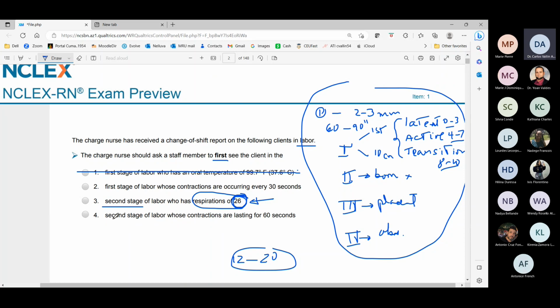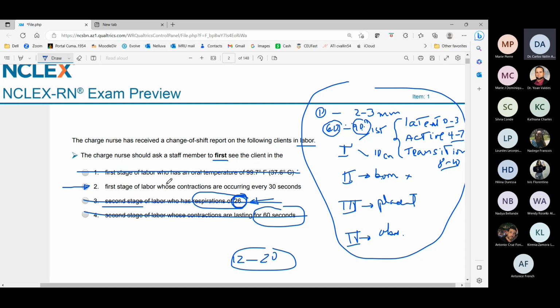And then the last one, the second stage of labor, whose contractions are lasting 60 seconds. We said that the duration should be between 60 and 90, so it can be 60, 70, 80, or 90. So 60 is normal. So obviously the answer to this question, the client that is not okay, is number two, because the others are okay.